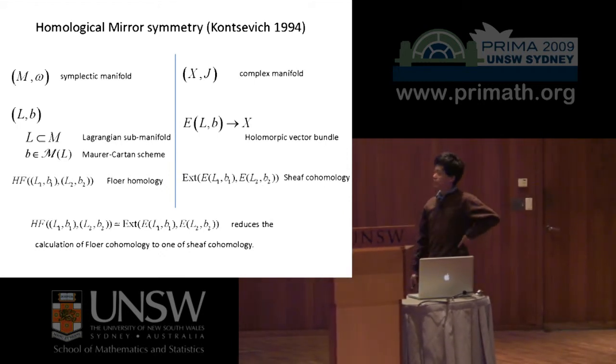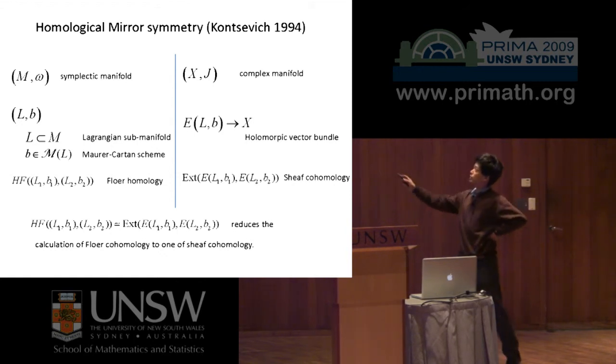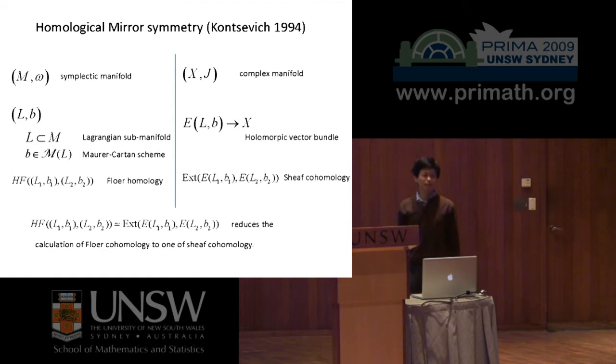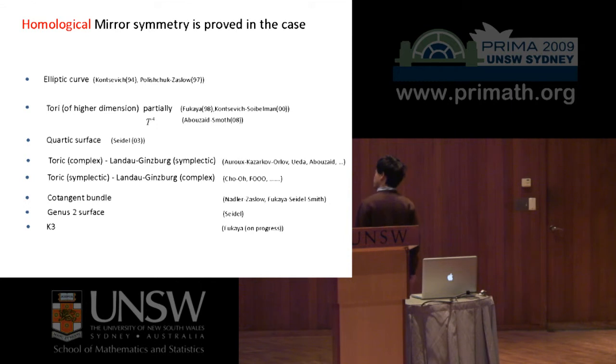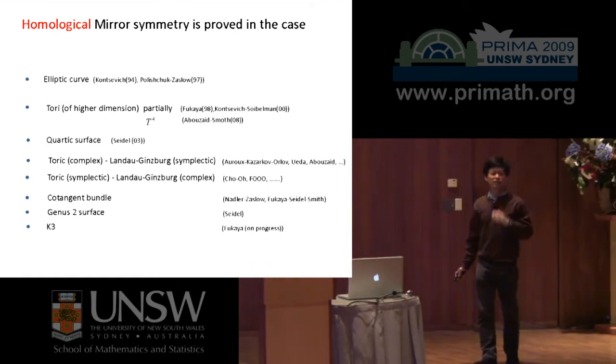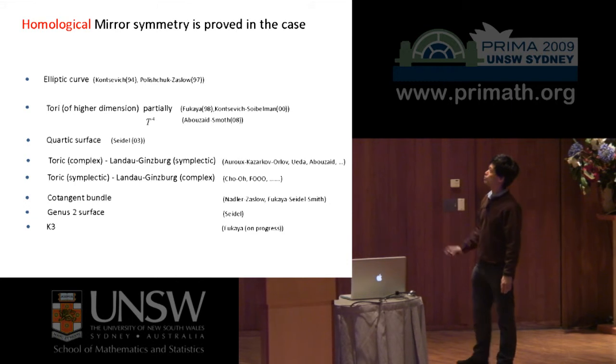But of course, if you want to use homological mirror symmetry for this kind of purpose, we need to prove it. And that's somehow another big problem. But fortunately, recently there are many examples where we can actually prove this homological mirror symmetry, at least partially. I mean, 10 years ago this list was almost empty, but now we have many examples.